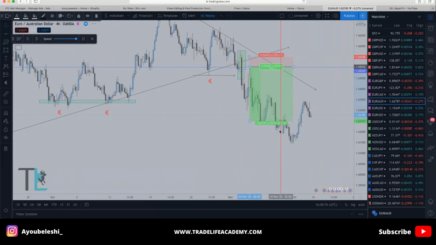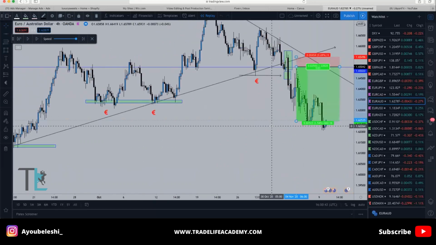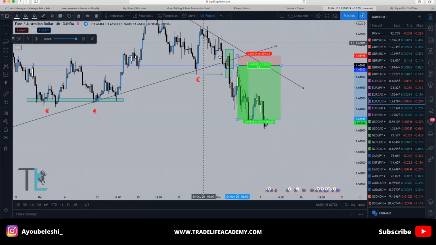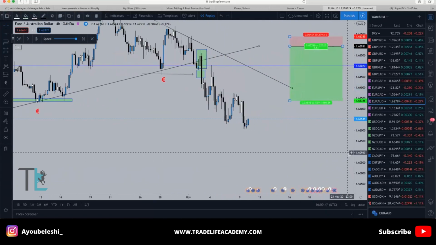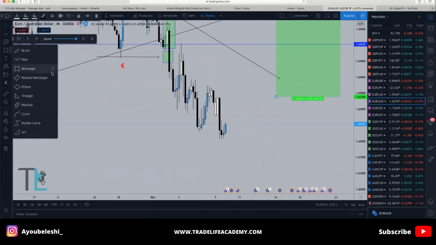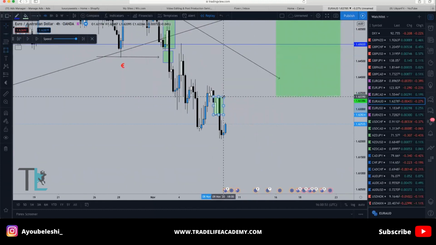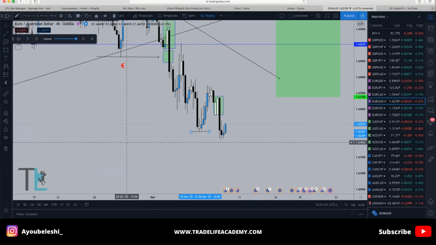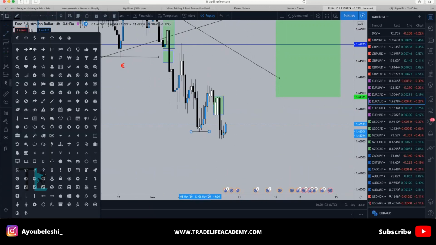So what do we see here again? We see a nice institutional candle being created. Why am I saying that this is an institutional candle? Because it's the last up candle before a big down move that took out a low.